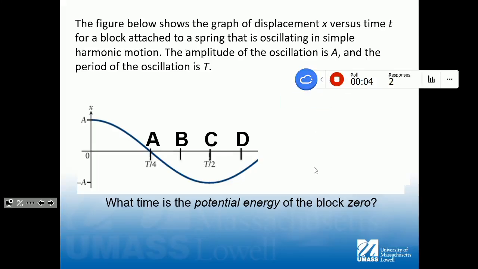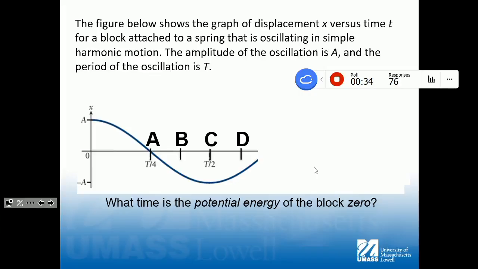So what this graph is doing is it's showing you that red curve, right? So it's basically a plot of displacement of this object as a function of time. Right? Okay. Now, the question is actually asking you, at what time is the potential energy of the block 0? So, what needs to be the stretch or compression in the spring for the potential energy of the block to be 0.